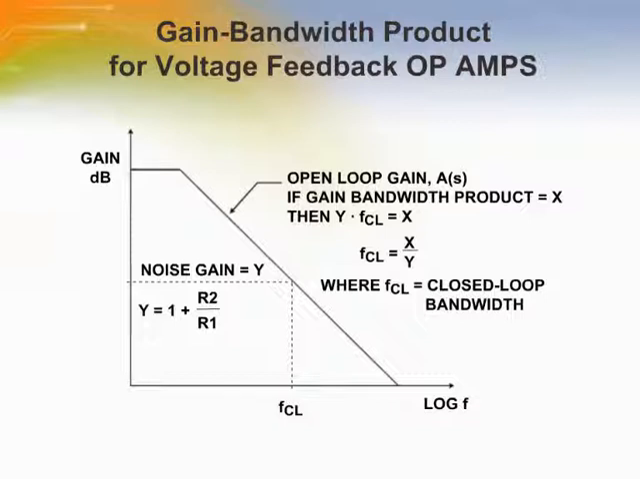Over most of the usable range of closed loop gain, the product of the noise gain and the closed loop bandwidth is constant and equal to the gain bandwidth product of the op-amp. The quantity 1 plus R2 divided by R1 is referred to as noise gain because it is the gain a small voltage noise source in series with either input terminal sees in reference to the output. It is also equal to the non-inverting mode gain.